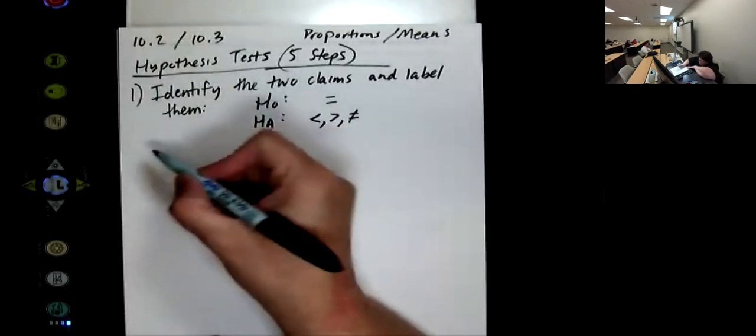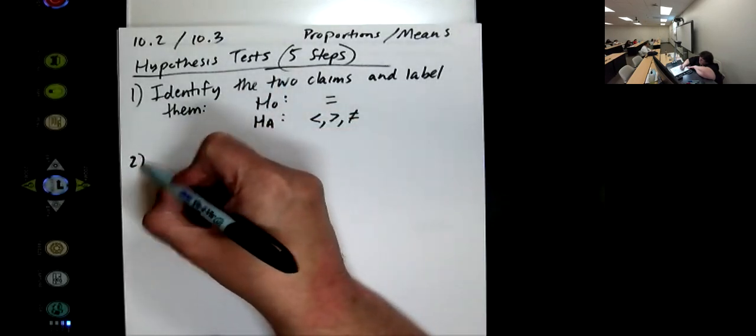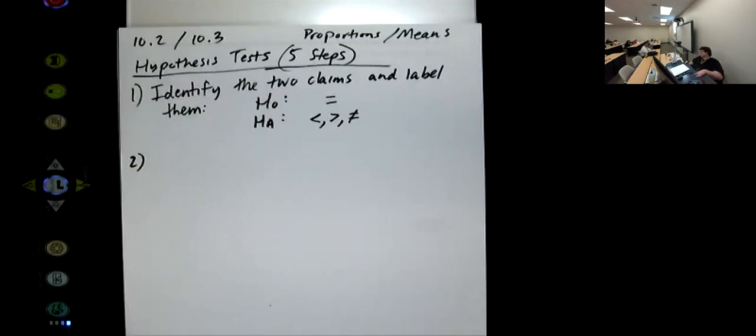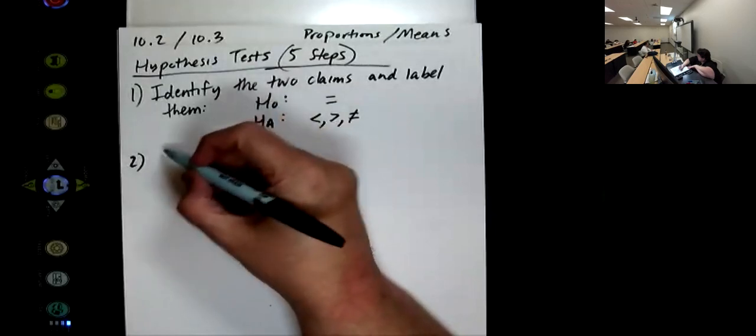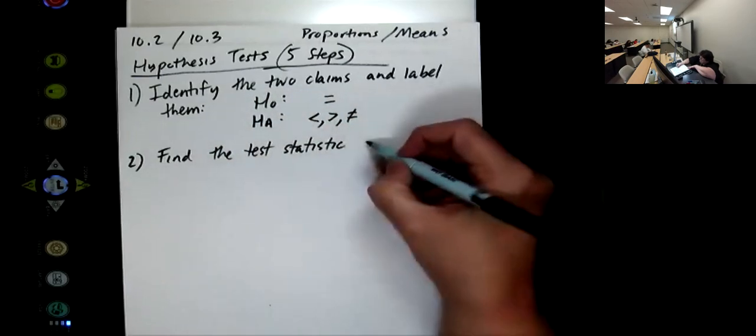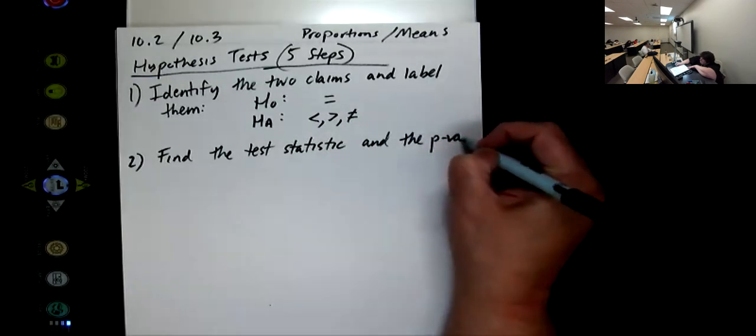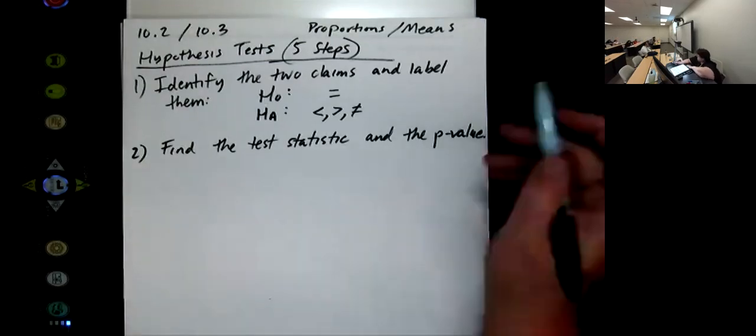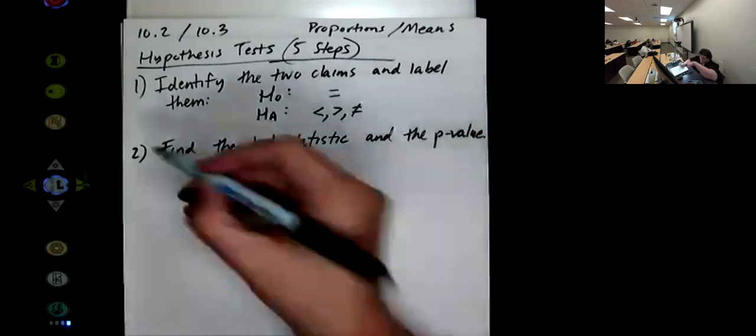Step 2 and 3, the order really doesn't matter at this point. You need to do them both. Does anyone have their page up? What's step 2 say for you guys? Yeah, that's what I have on my notes too. Okay, good. So find the test statistic. And the p-value. I wish they didn't use p-value because p is for proportions and the p in p-value is not for proportions. I don't know what the p is for. Parameter value maybe? I don't know. But it's called the p-value. We will do this in StatCrunch.